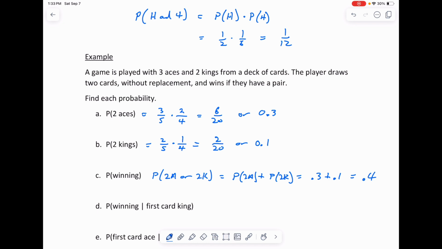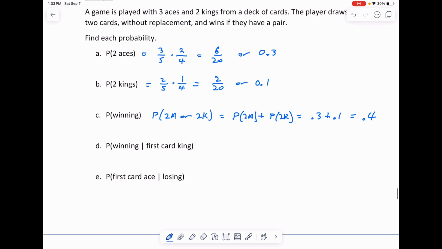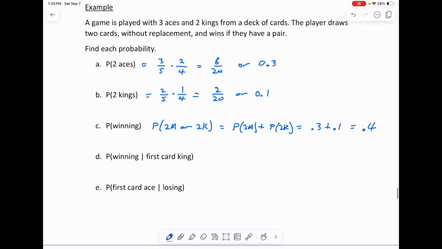Okay? All right, so now some conditionals. Probability of winning given that the first card was a king. Okay? Well, that really means then that you're winning on 2 kings. So when we think about the probability here, we're really saying that the probability of A and B, right, divided by the probability of A, where A is king.